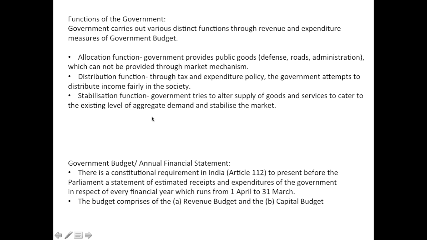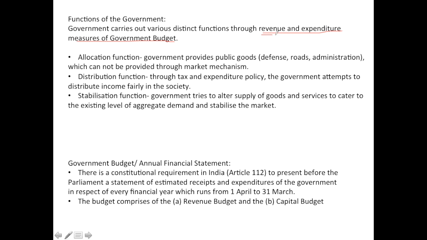Hello guys, today we are going to do functions of the government and basics about government budget. What is the function of the government? Government carries out various distinct functions through revenue and expenditure measures of government budget. Now how does the government function? The primary source of government functioning is revenues as well as expenditure of the government budget.